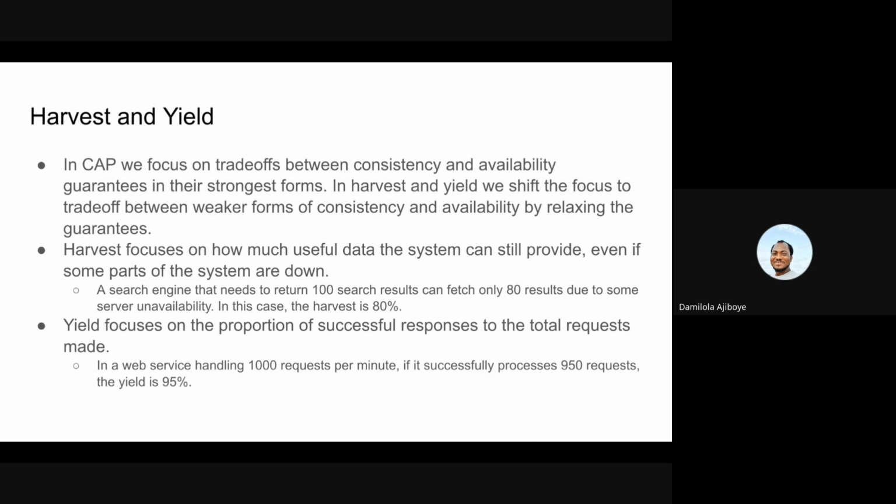Then yield looks at the proportion of successful requests. This is the weaker form of availability. So if we make 1,000 requests per minute to a web service and we get only 950 responses, is that fine? These are just two weaker forms of consistency and availability.